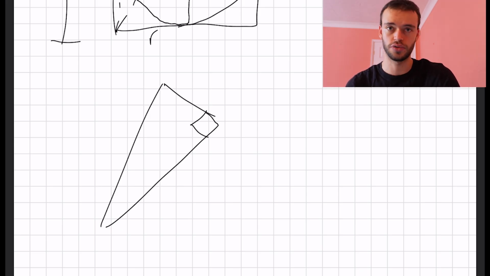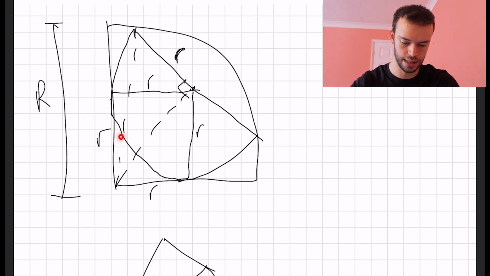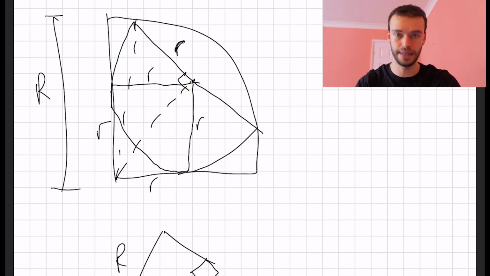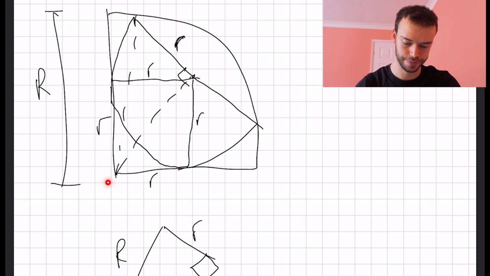Right angle triangles are useful because we can use Pythagoras' theorem on them to work out relationships between the lengths. What is this length here? Well, it's our hypotenuse, which is going to be capital R. What is this length here? It's just going to be little r, since it's the radius of this semicircle. So we can put that in. Now we need to find this length here.